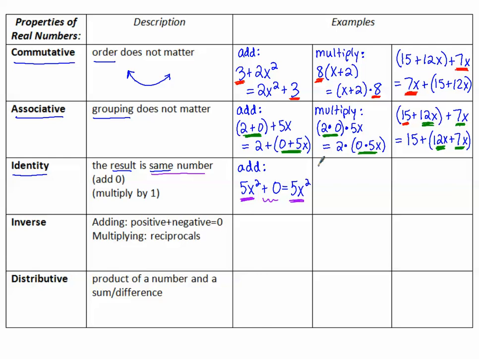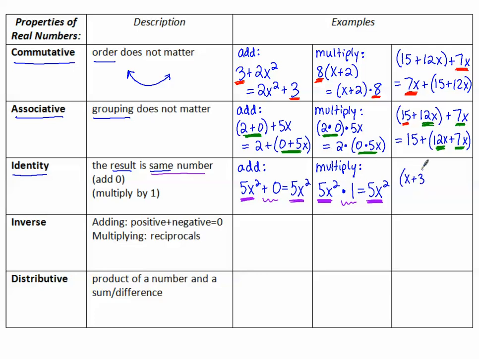Here's what it looks like for multiplication. If I'm multiplying 5x squared, what will keep this the same is multiplying by 1. That makes 5x squared. So again, what I started with is the same as the result, but multiplying, I have to multiply by 1. Here's another example that looks a little bit more complicated.